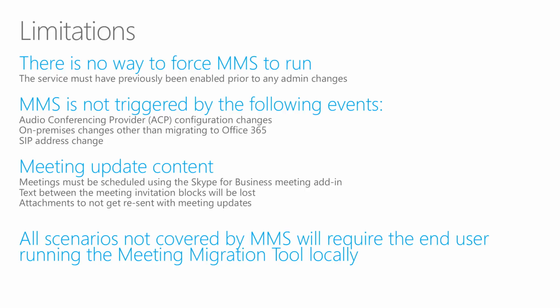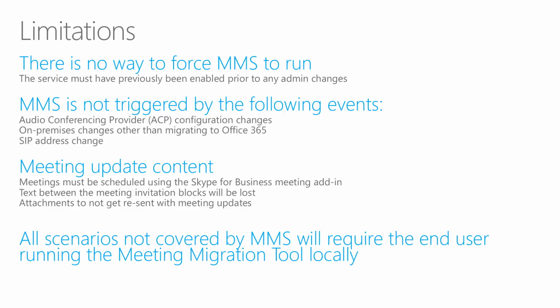Also, the meeting migration service is triggered by events that happen in online. It's plugged into the process of those events happening, which means that if you are a pure on-prem deployment, or you are migrating a user on-prem or making changes to their on-prem environment, we will not trigger the meeting migration service because we don't know about it. And so it's important to understand those distinctions to know when meeting migration service will send those calendar updates versus when you still have to use the old meeting migration tool.